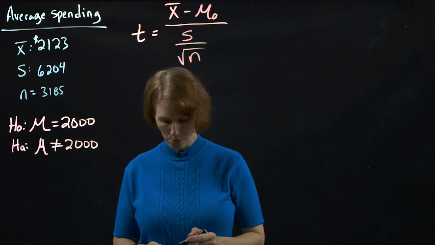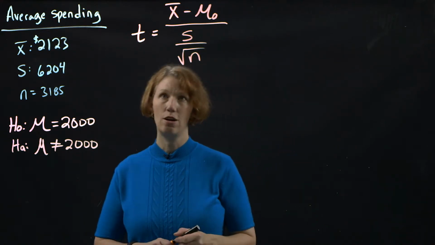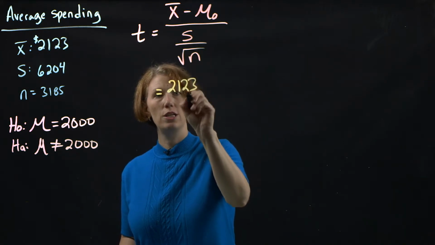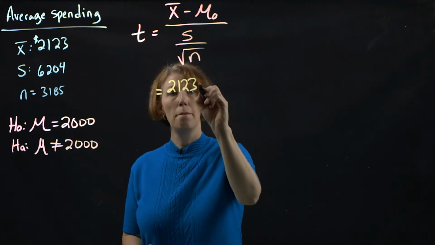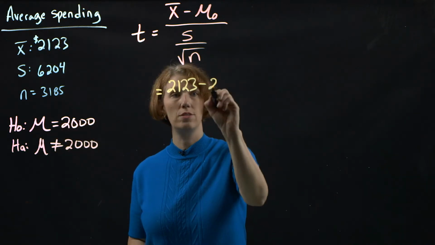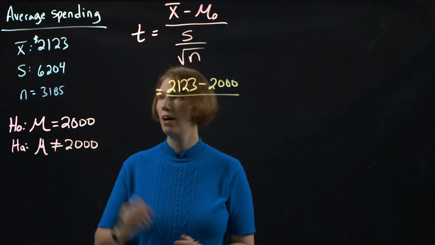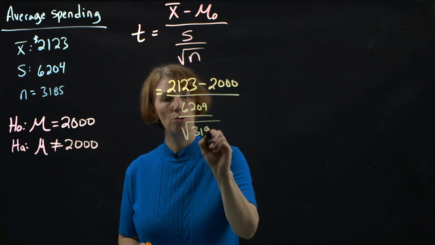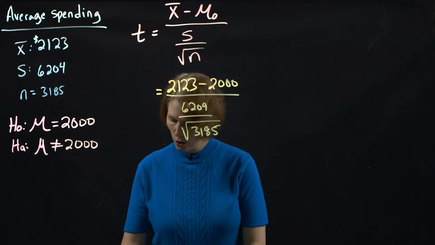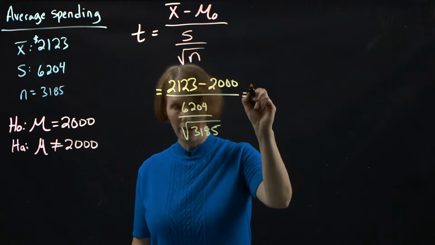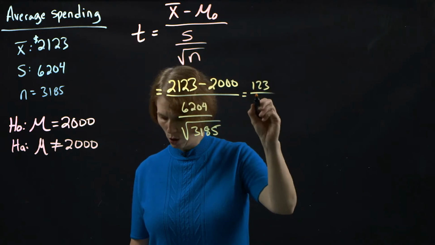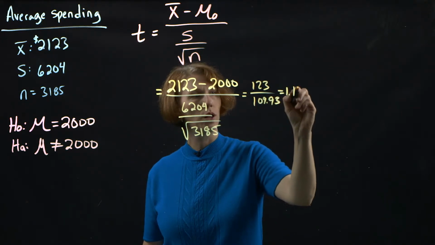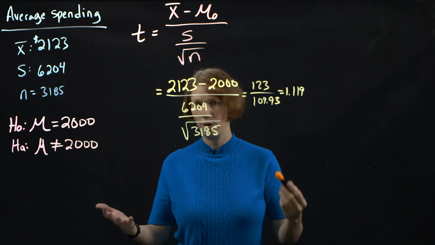In this case, now let's substitute in our information and calculate our test statistic. So here we have $2,123, that's our point estimate, minus the value under the null hypothesis, which is $2,000, divided by 6,204 divided by the square root of 3,185. When I calculate that out, I get 123 divided by 109.93 for a test statistic of 1.119. So how do we know how to interpret this?